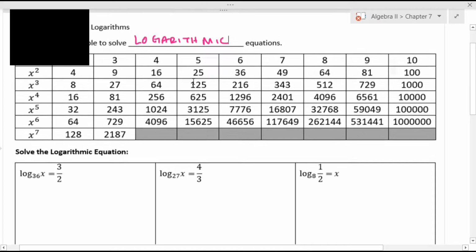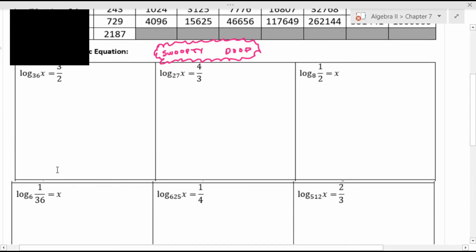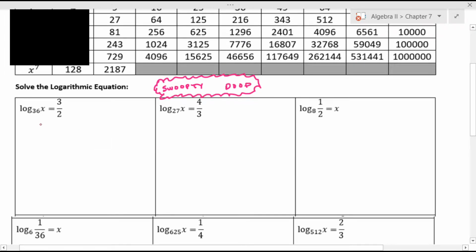So to solve logarithmic equations, we're going to use the patented swoop-de-dupe method. The Mrs. Barnett patented swoop-de-dupe method. Woo! All right, so every time we see a logarithm, we're going to write it in exponential form. So when there's only a log on one side, all of the ones we're doing today only have the logs on one side. So we're going to do this every time this happens. So swoop-de-doo, 36 to the power of 3 halves is equal to x. The swoop-de and then the dupe.